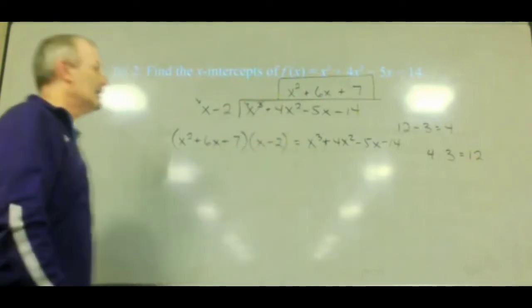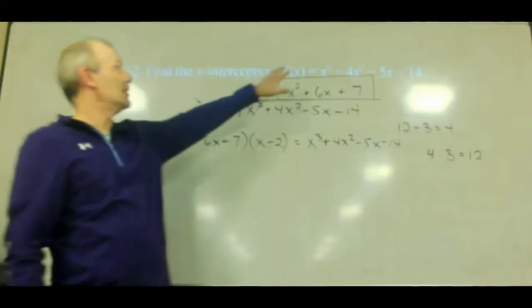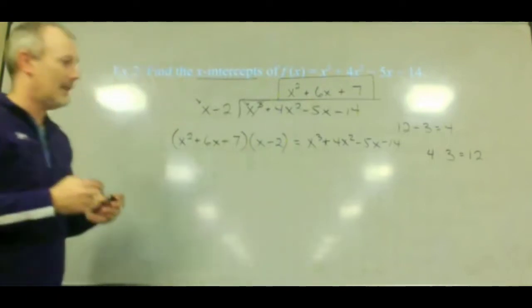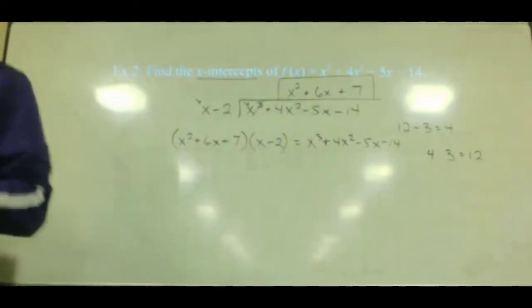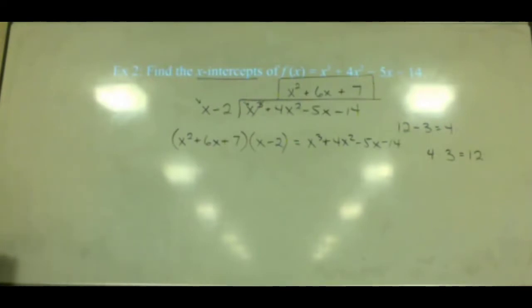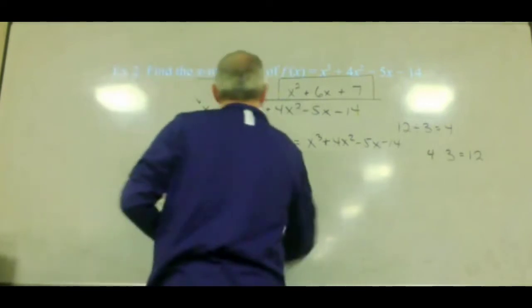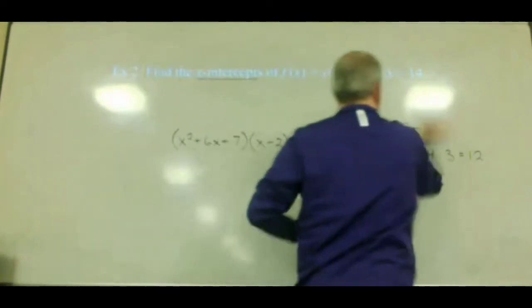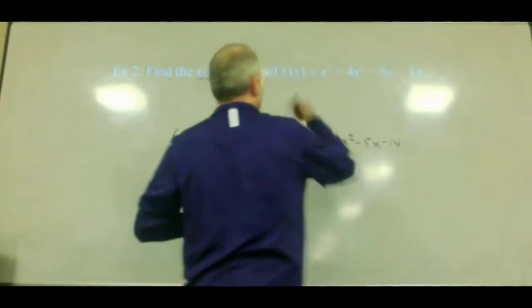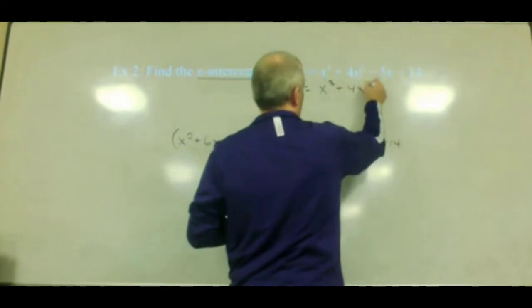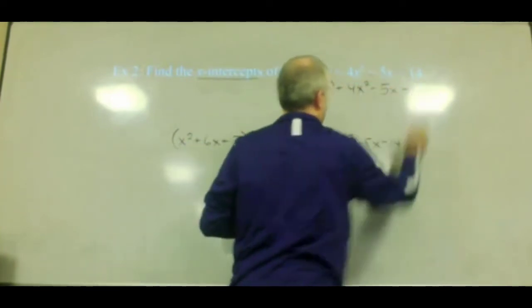Yep. Now, what we're going to do in this question is we're trying to find the x-intercepts. Do you remember how, and this was on your test too, so I'm hoping you kind of remember, do you remember how we find x-intercepts? You put a 0 in place of this f of x. Okay, so I'm going to erase this top part now. And so what we're going to do is replace this with a 0. And we have x cubed plus 4x squared minus 5x minus 14 equals 0.